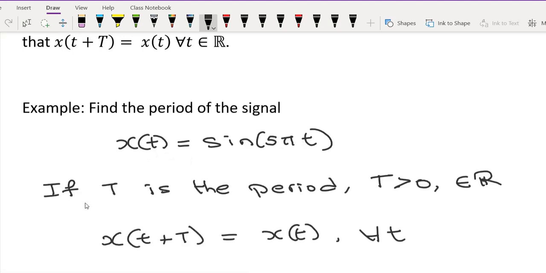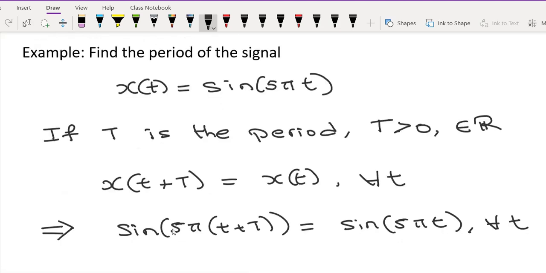So if capital T is a period, then T has to be greater than 0. It should be a real number. And x of t plus capital T should be equal to x of t for all values of t. This is the definition. Note that x of t is given to us. So I'm just going to use the definition of the signal which is given to us, and then just going to plug in these values here.